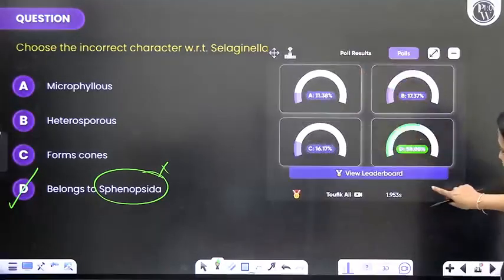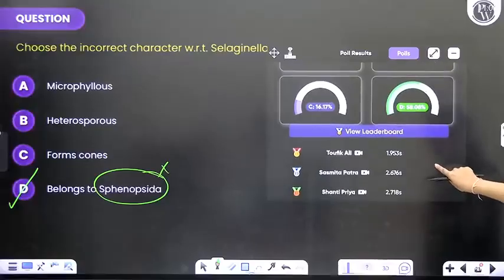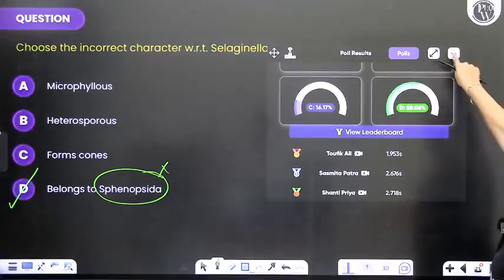58%. I think not even one question we've touched like 90%. Tawfiq, Sashmita, Shantipriya, top 3.